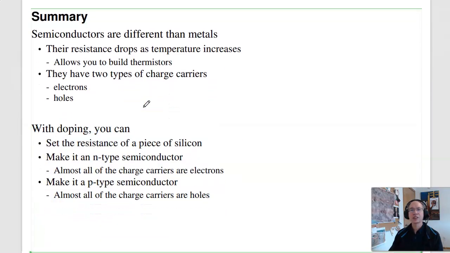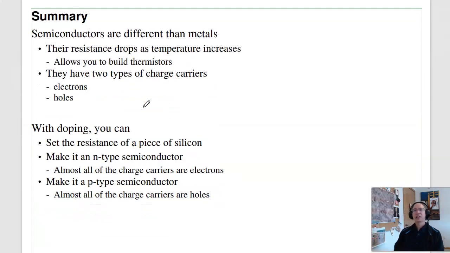So in summary, semiconductors are very, very different than metals. Their resistance goes down as temperature goes up, unlike metals where resistance goes up. That allows you to build thermistors. They have two types of charge carriers. They have electrons and holes, unlike metals that just have electrons.